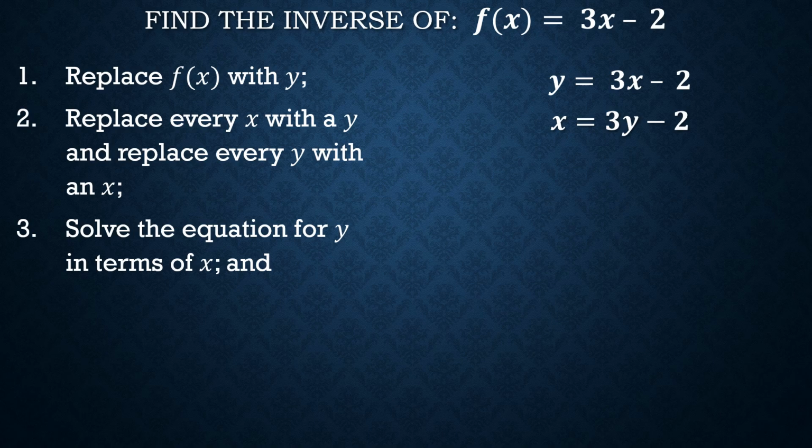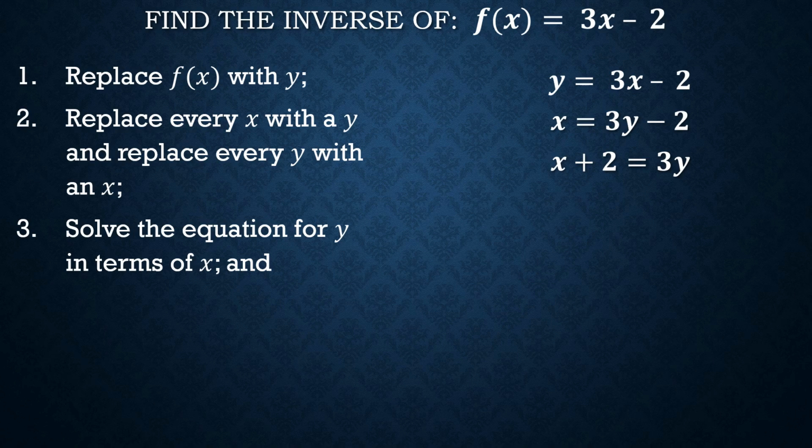Step number 3, solve the equation for y in terms of x. Okay, so paano yan siya? Ang goal daw dapat natin is dapat y na lang yung matira sa isang side. So, anong gagawin natin dito sa x equals 3y minus 2? Okay, so para y na lang ang matira. Okay, so we will add 2 sa both sides. So, magiging x plus 2 equals 3y.